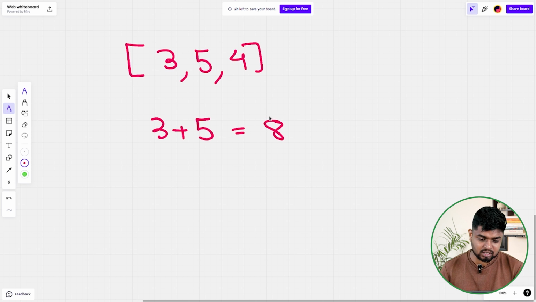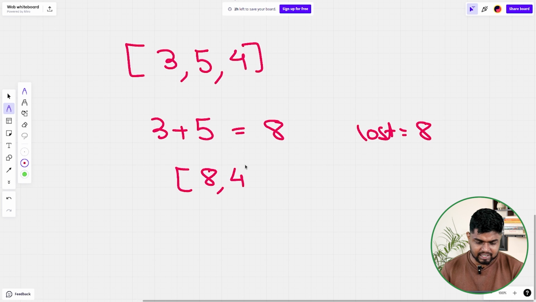Once the new rope has the length 8, you will pay the cost of 8 for this particular connection. After that, you will get 8 and 4, because 5 and 3 are connected. Now you have to connect these two ropes. When you connect them, the new rope will be 12, and the cost will be the same as the length of the new rope. Because when you connected 3 and 5, you got the new rope 8, so that is the cost. Then when you connected 8 and 4, you got the new rope 12, so you pay the cost of 12.